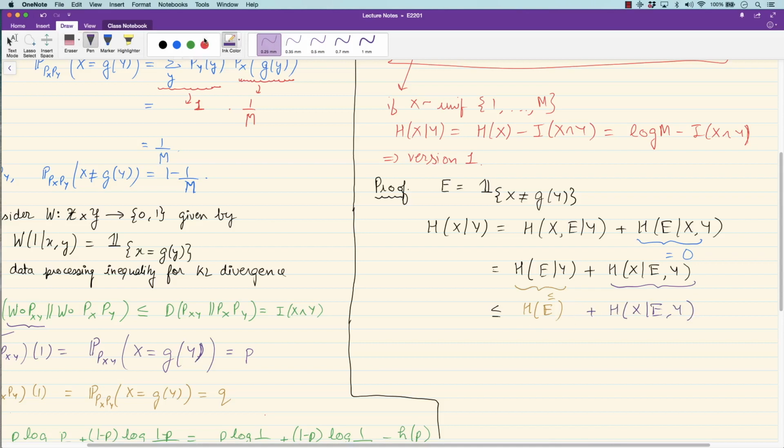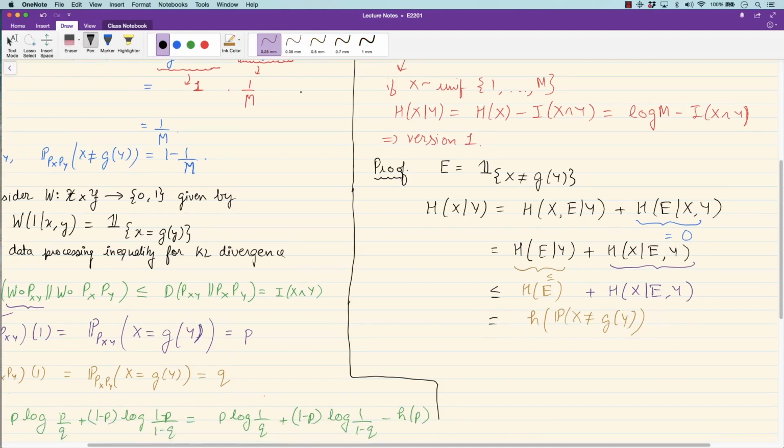Okay, this first term here is exactly equal to H(P), the probability of error, H of the probability that X is not equal to g(Y). And it's the second term that we'll focus on now. So let's work out the second term here. We record this first term, H(E) equals this. Now for the second term, H(X|E,Y).